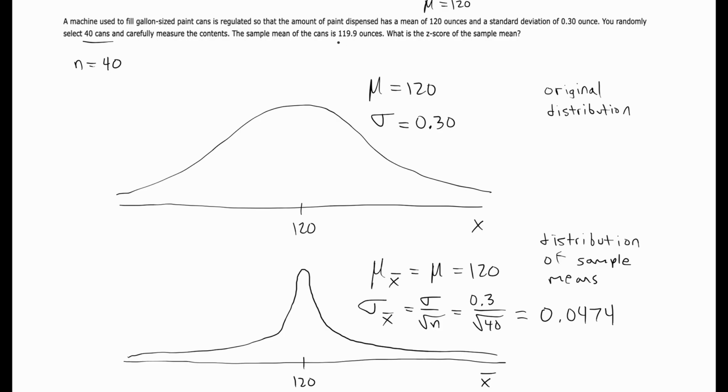They want the z-score of this sample mean, an average of 40 cans being 119.9. Alright, so 119.9. This is going to be 120.05 or so. And this is going to be 119.95. Yeah, so that 119.9, I guess it would be slightly to the left of that mark.